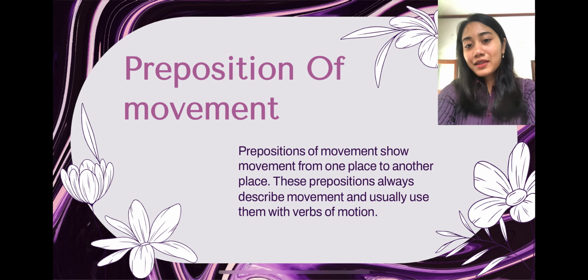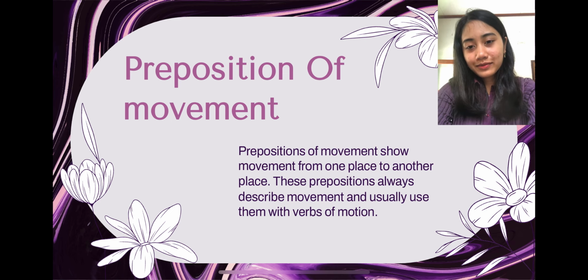Here I will present material about prepositions of movement. Prepositions of movement, so movement from one place to another place. These prepositions always describe movement and are usually used with verbs of motion. Here is a list of the most common prepositions of movement with an example sentence for each one. Number 1, to, which describes movement in the direction of something.